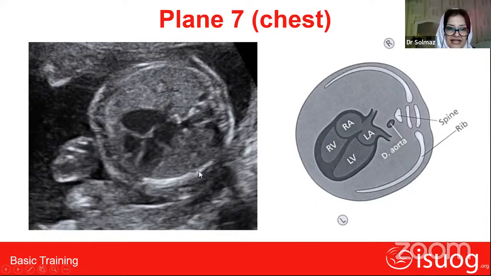We can see one complete rib here. We can see the four chamber of the heart in the middle of the chest inclined to the left side. The apex points to the left side and it occupies about one third of the chest area. We can see the lung fields. They're more or less symmetrical.